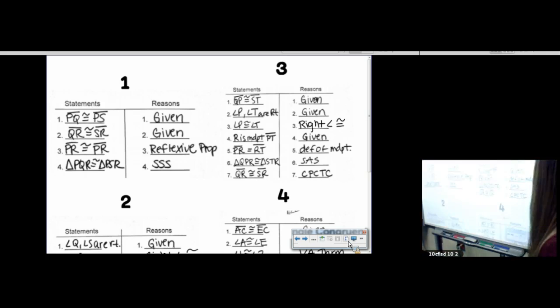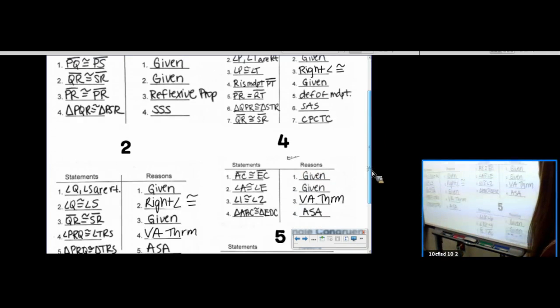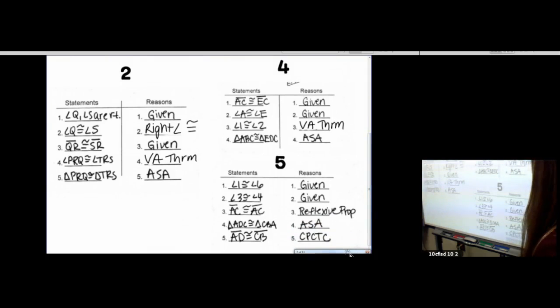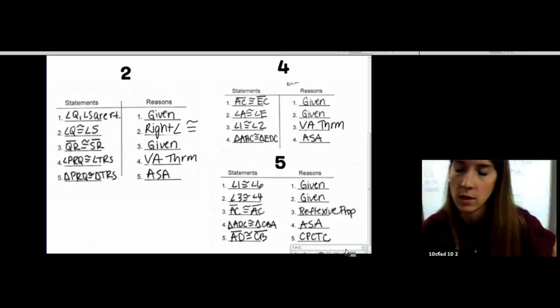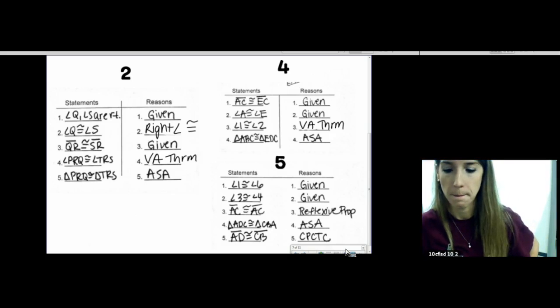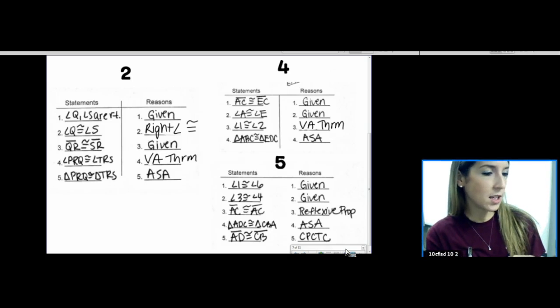Okay. Let's check 2 and 4. Can we fit 5 on there? I think we can fit them all. Check 2, 4, 5. It's a pretty short homework. You're going to get page 2 of that today if you haven't already done it, and that one will be pretty short as well. Okay, anything I need to go over?